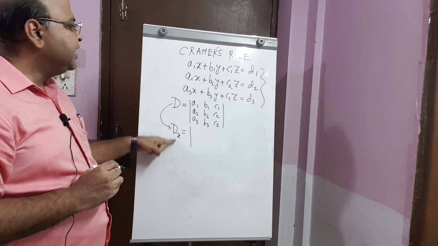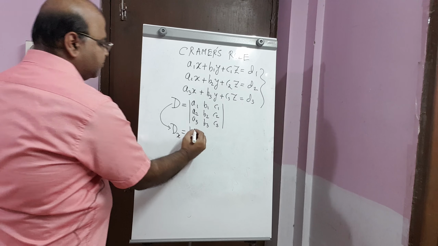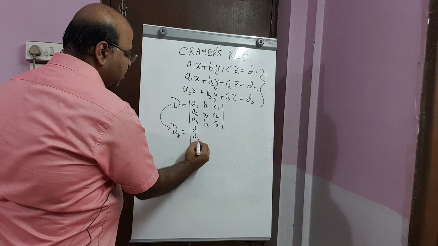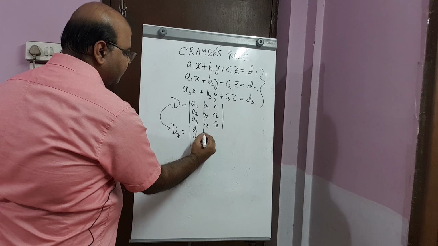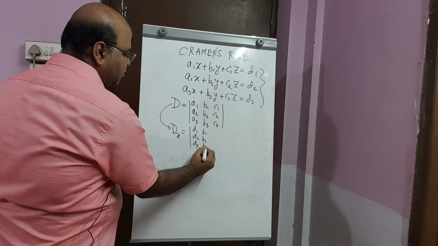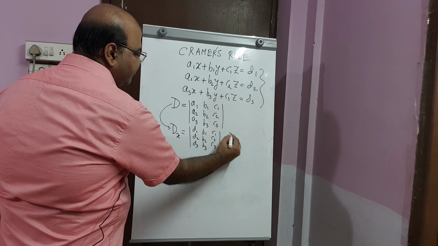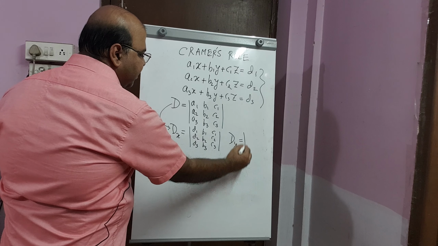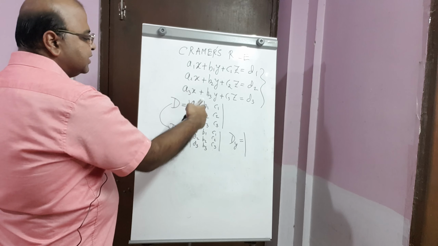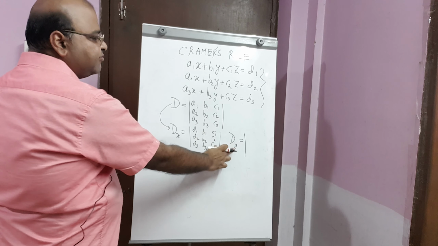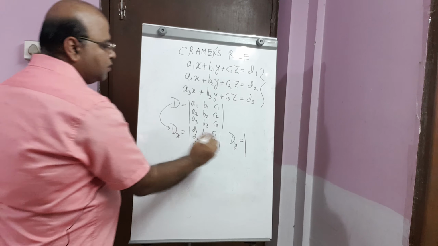Why? Because the variable x occurs in the first column of the system. So this should be d1, d2, d3, with the second and third columns remaining the same. Then we have dy, which is again formed from d by replacing the second column by the constant column, because the variable y occurs in the second column of the system.